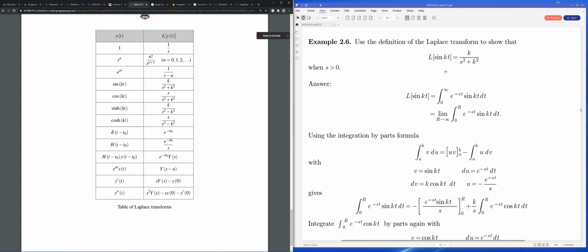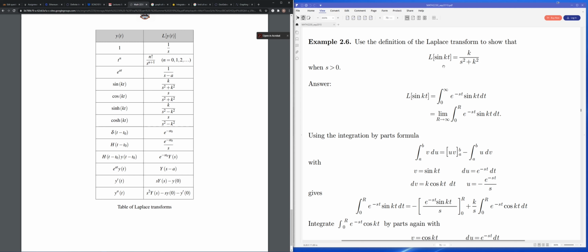So you could also use the definition of the Laplace transform to obtain this formula here: Laplace of sine kt, where k is a real non-zero constant, is k on s squared plus k squared. And you have your convergence here when s is bigger than 0.